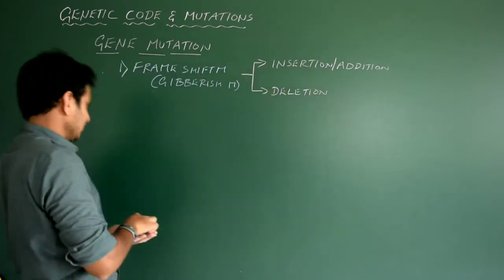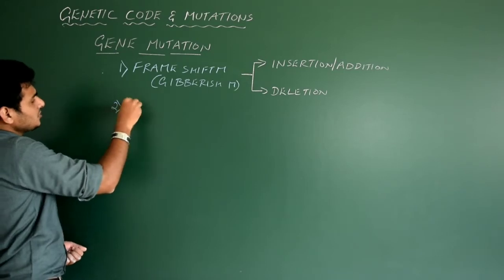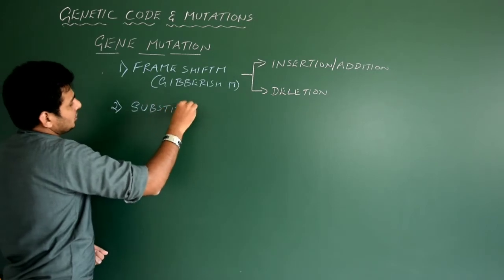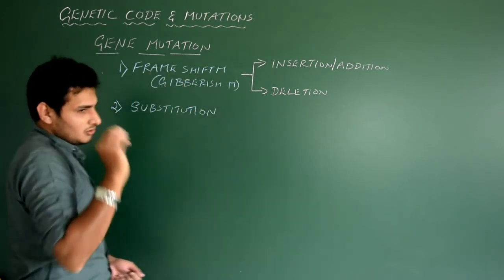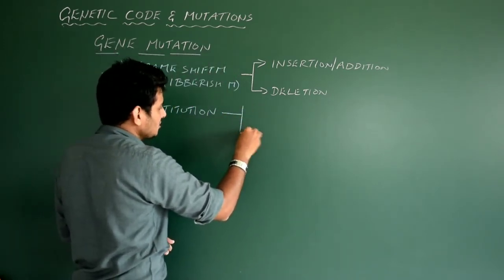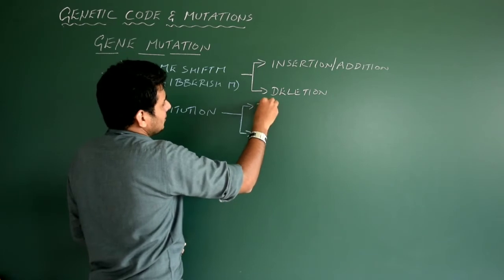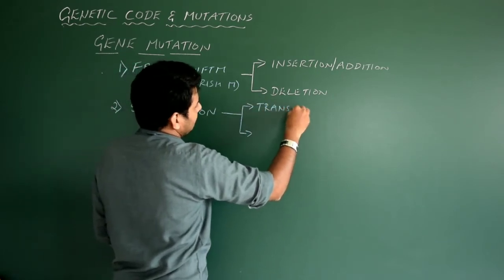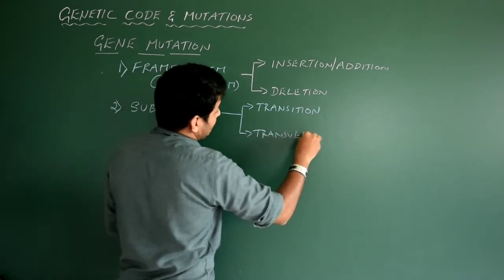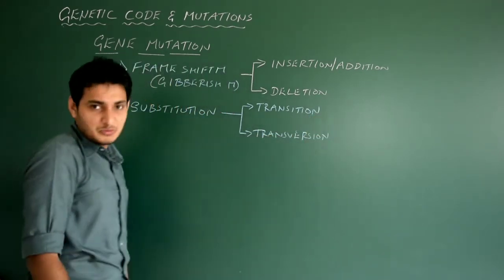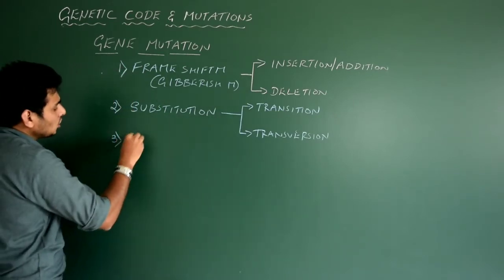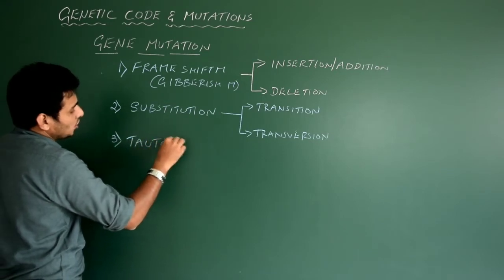I'll explain it later. The second type is substitution. So let me just write substitution. You know what is the meaning of substitution? Again you see 2 types. The first type is transition. Second type is transversion. Very important. Transition, transversion. The third type of gene mutation is tautomerization. Very important. Tautomerization.